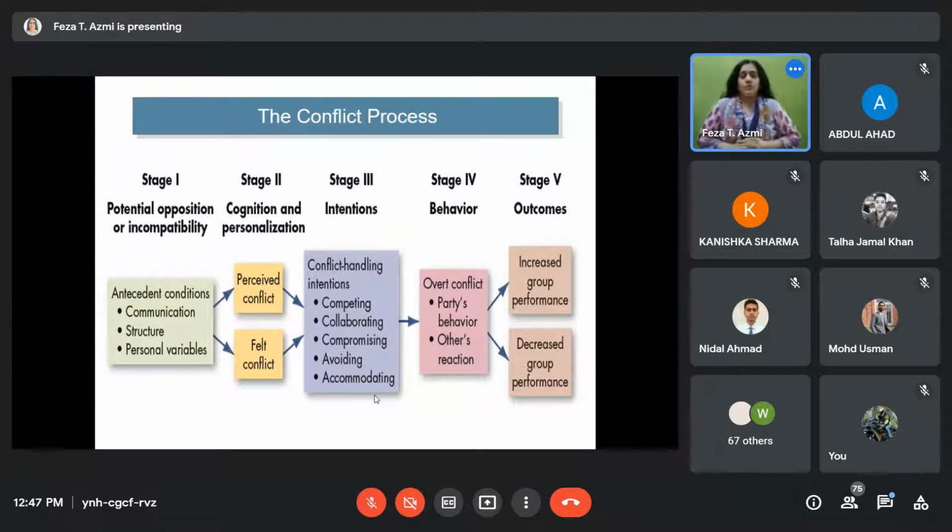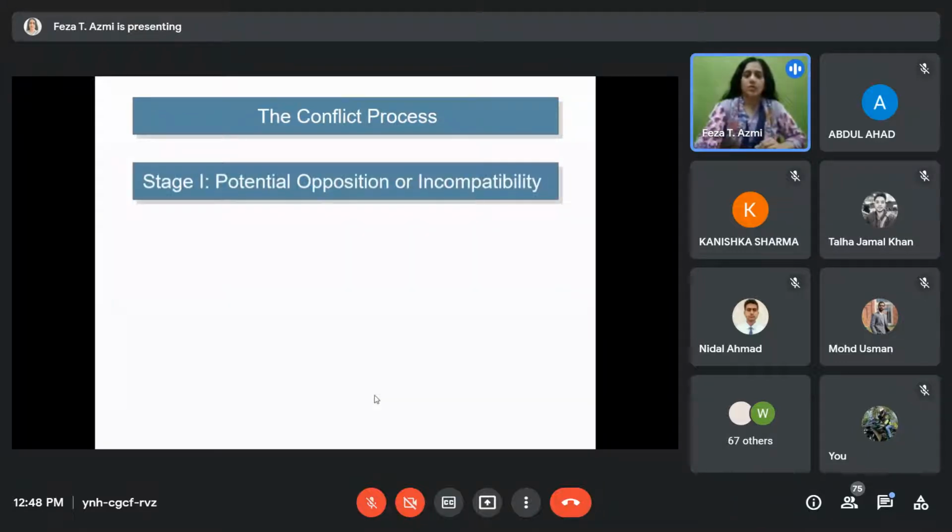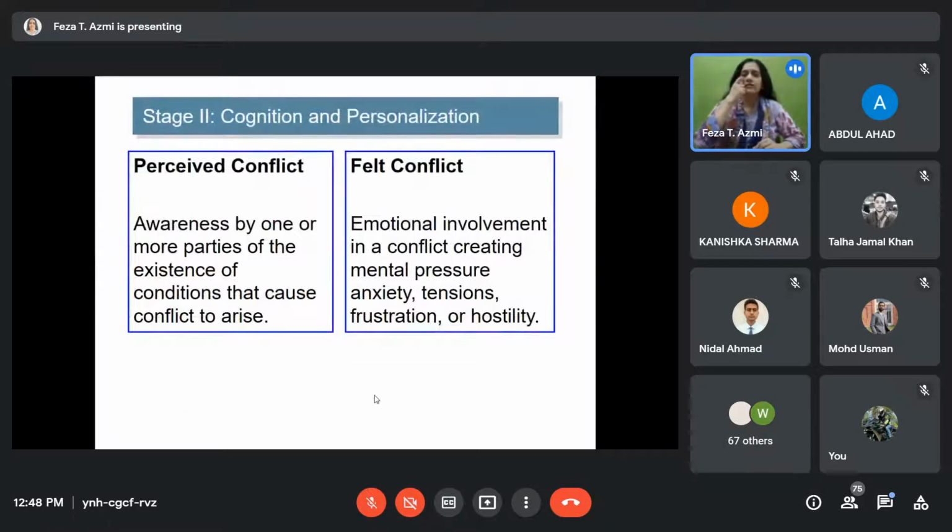Now what happens in stage 2? When some of these factors exist, conflicts will happen. So, cognition and personalization. Conflict will be felt, or it will be understood that there is a conflict. There are two kinds of cognitions that may happen: perceived conflict and felt conflict. Sometimes conflicts are very evident, very obvious; sometimes not so obvious. Perceived conflict is awareness by one or more parties of the existence of conditions that have caused conflicts to happen. Felt conflict is when you are so emotionally involved in that conflict that it starts affecting you, and you start feeling mental pressure, anxiety, tension, frustration, or hostility. So this is felt conflict.